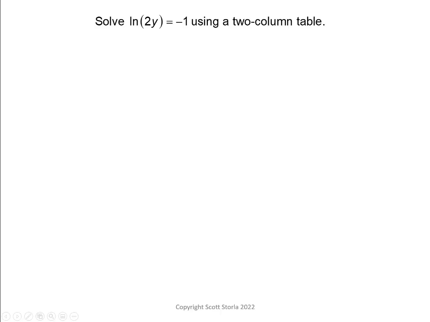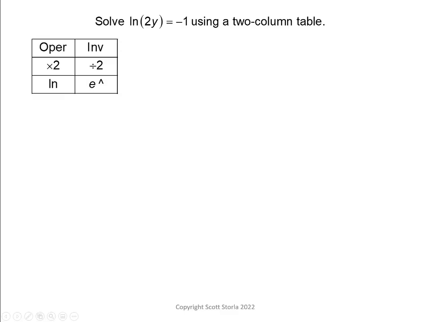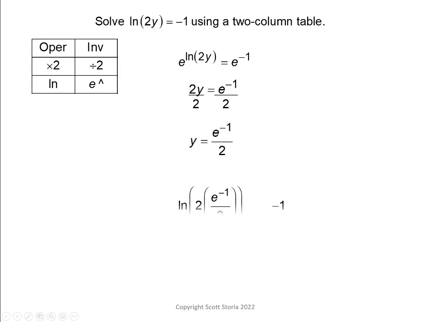Here's another. This time I'd multiply and then take natural logarithm. So here are my operations and inverses. Both expressions will become exponents for a base of e, and I'll simplify. And then I'll divide by 2 and simplify. There's my answer and my check.